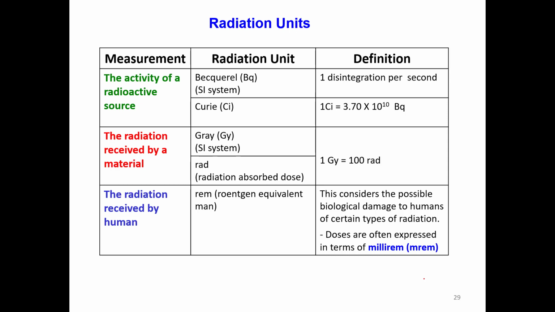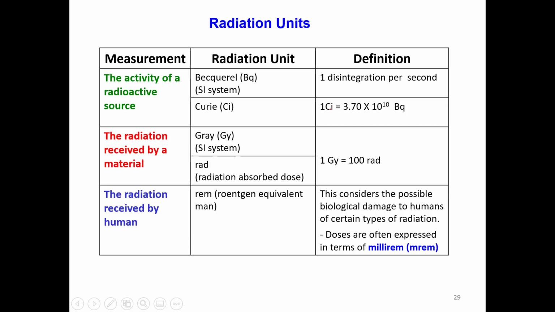In the same way as velocity, force, and energy, that quantity has units. The radiation also has units, but the units depend on what we are going to measure. If we measure the activity of a radioactive source, then the units can be Becquerel or Curie, and the Becquerel corresponds to 1 disintegration per second, and this is the unit in the SI system.